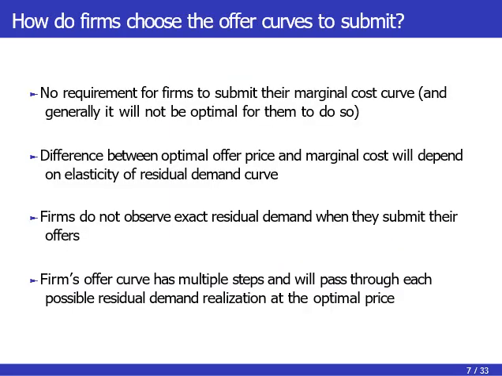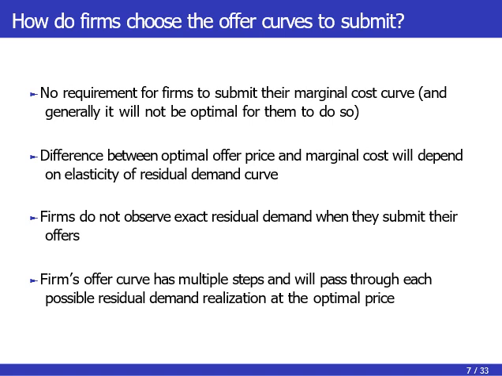So how do firms choose the offer curves to submit? There's no requirement for firms to submit their marginal cost curve, and generally it will not be optimal for them to do so. So in these markets, firms might not be submitting their marginal cost. They might be submitting something higher than the marginal cost. What is this called? Well, sometimes it's called monopolist pricing, sometimes oligopolist pricing, sometimes average cost pricing. But in any case, they're not necessarily doing what we might have thought they would have done from microeconomics: willing to supply at their marginal cost.